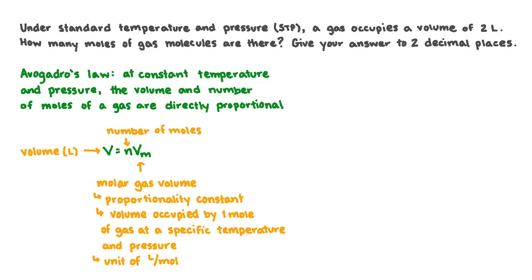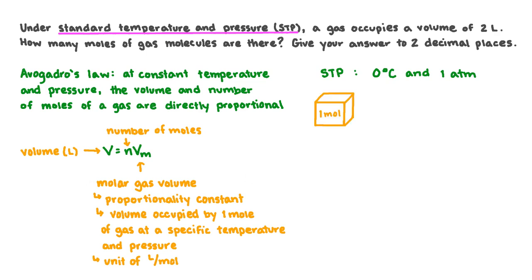In this question, the gas is under standard temperature and pressure, abbreviated STP. Standard temperature and pressure are 0 degrees Celsius and 1 atmosphere respectively. At STP, 1 mole of any gas will occupy a volume of 22.4 liters and have a molar gas volume of 22.4 liters per mole.